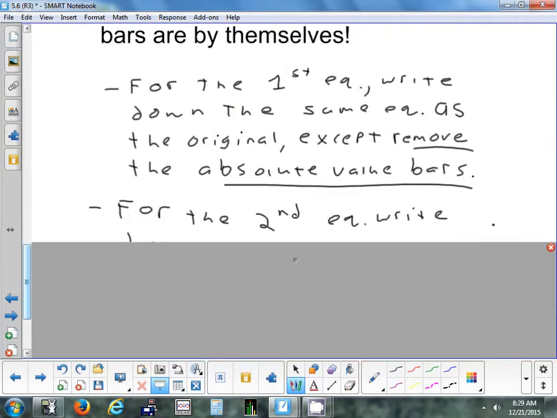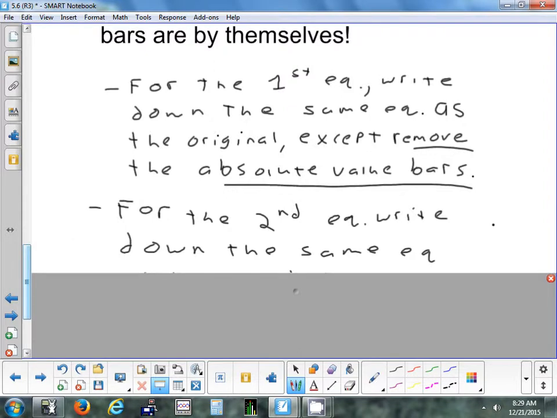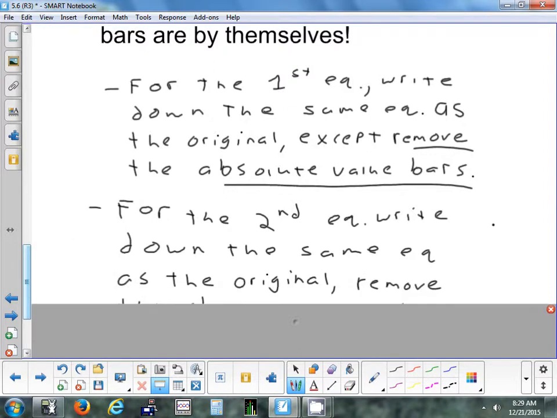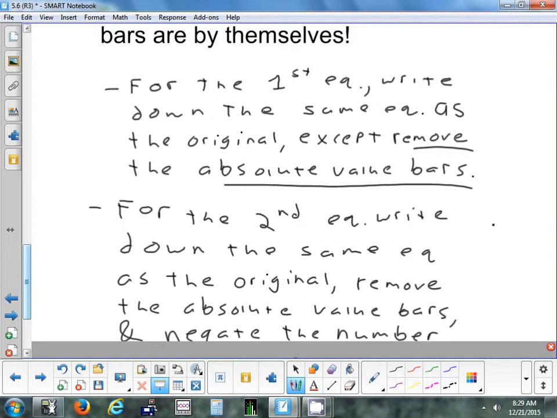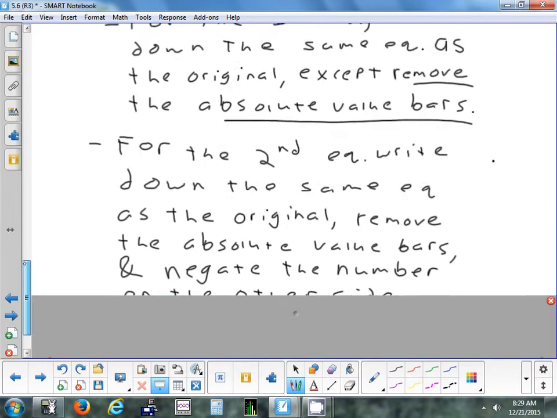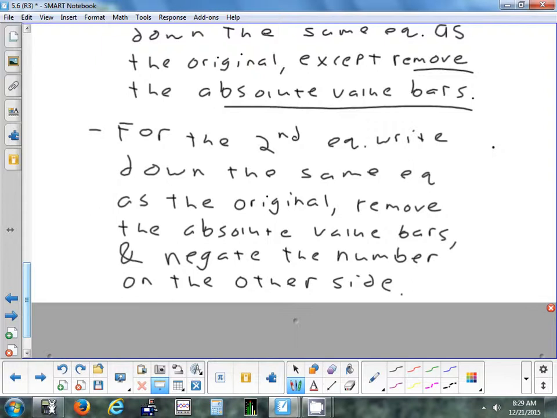Okay, for the second equation, I'm going to do almost the same thing. I'm going to write down the same equation as the original again. I'm going to remove the bars again. So far, it seems like I'm doing the same thing. But I've got to do one other thing. We're going to change the sign of the number on the other side. That's what that means.